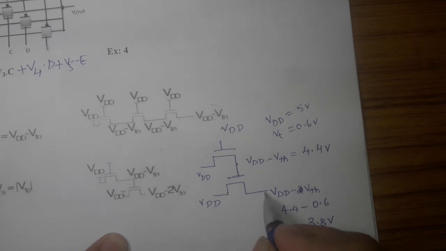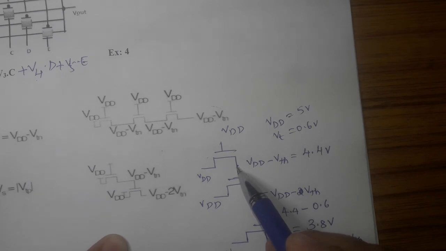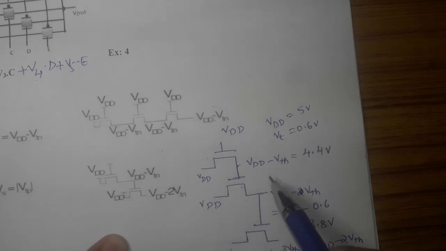If this continues, and this is again driving another transistor, the output here will be VDD minus 3 VTH. It goes on. So we have to ensure in our design that the output of one pass transistor should not be given as a control signal for another transistor.